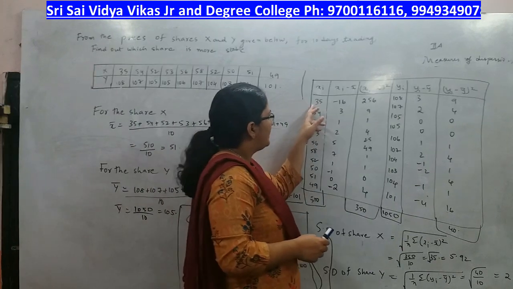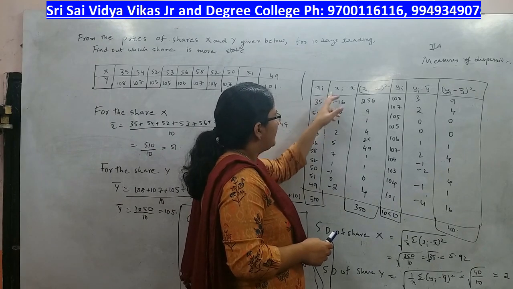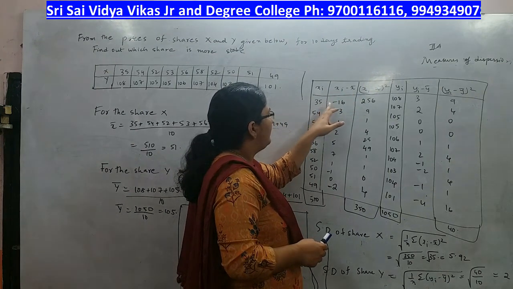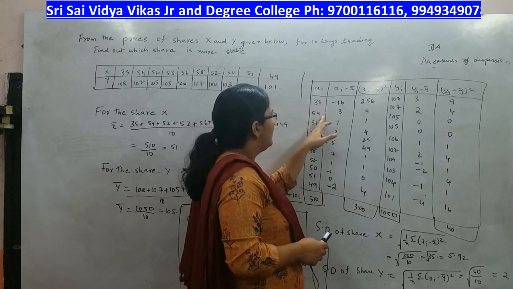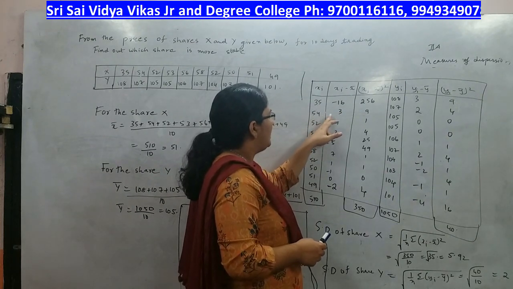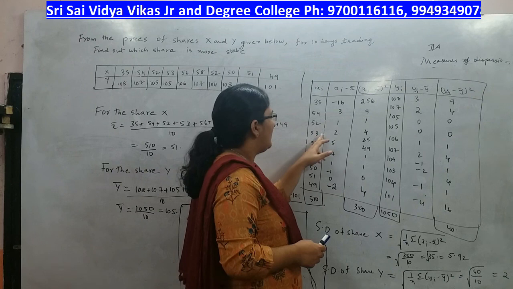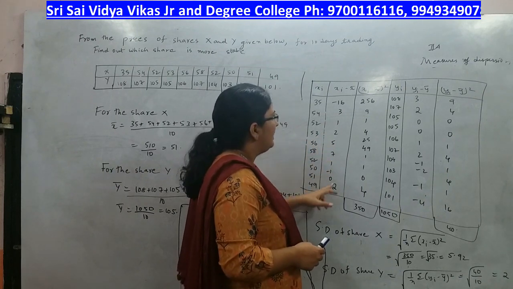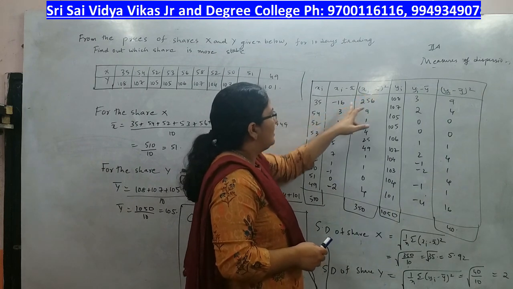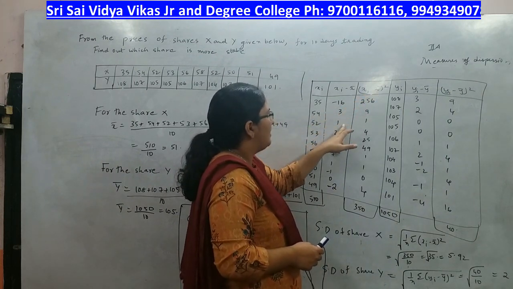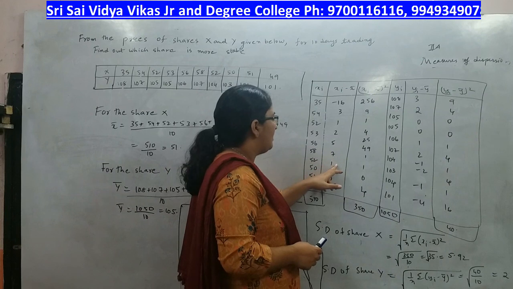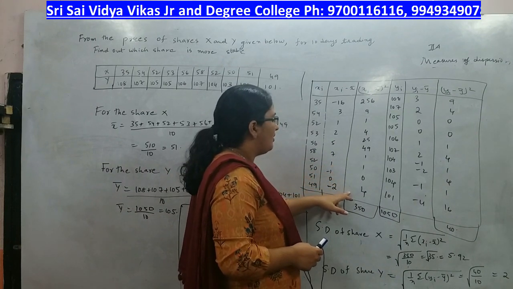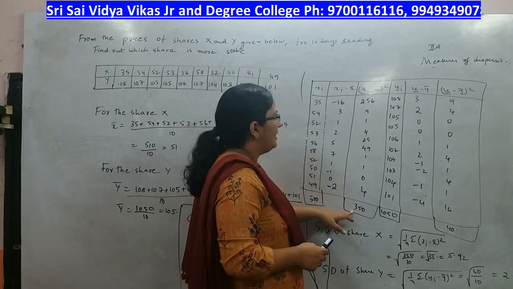First of all, you have xi. Do xi minus x bar, that is 35 minus 51, minus 16. 54 minus 51, 3; 52 minus 51, 1; 53 minus 51, 2. Like that you get all these values. Xi minus x bar whole square is minus 16 whole square, 3 square, 1 square, 2 square, 5 square, 7 square, 1 square, minus 1 whole square, 0 square, minus 2 whole square. Add all this, you get 350.